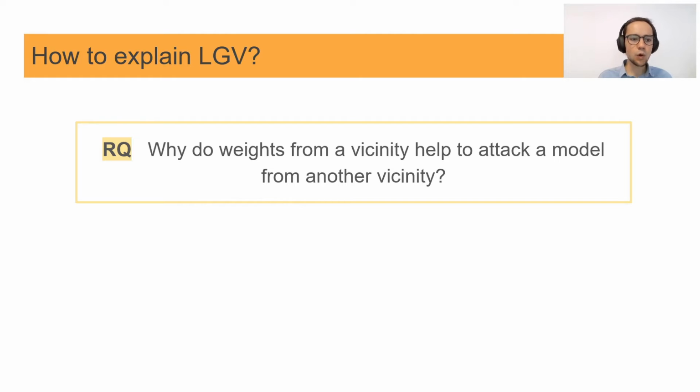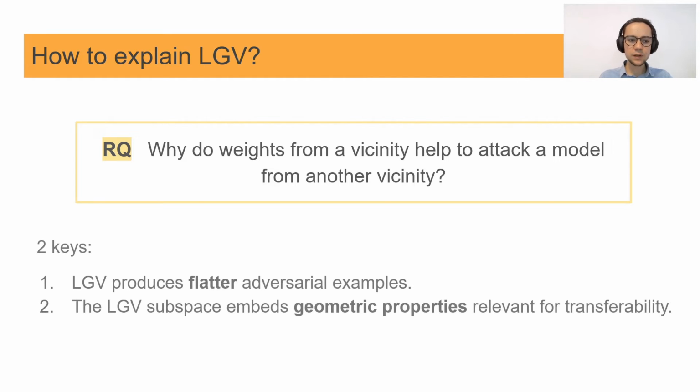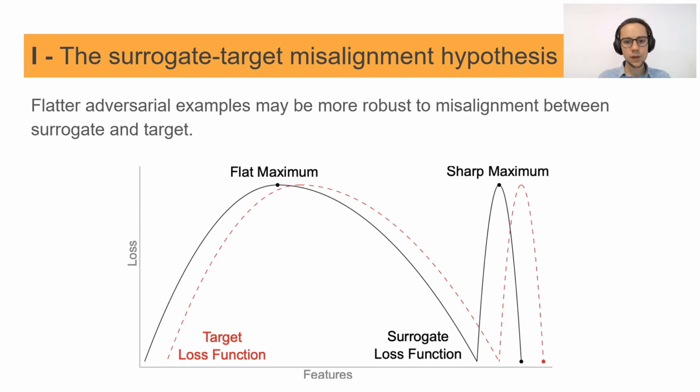Now we want to ask, why do weights collected from a vicinity help to attack a model from another vicinity? We identified two keys. The first one is that LGV does produce flatter adversarial examples, and the second one is that the LGV subspace embeds geometrical properties that are relevant for transferability. Inspired by the literature about flatness for natural generalization, we developed the surrogate-target misalignment hypothesis: flatter adversarial examples may be more robust to misalignment between the surrogate and the target, and thus may transfer better.